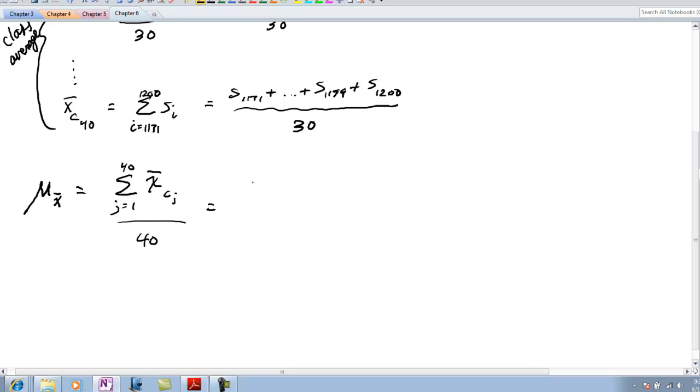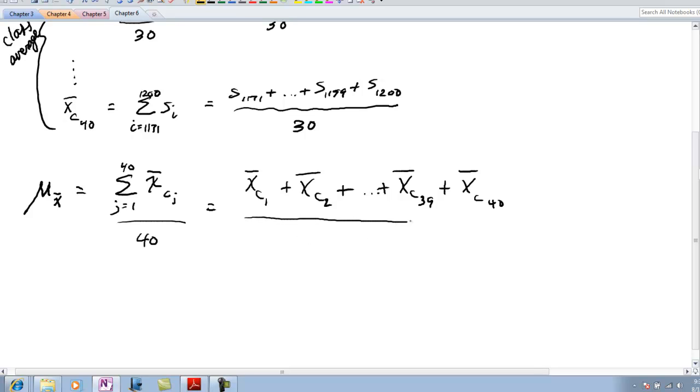So I would have, expanding that, x bar of C1 plus x bar of C2 plus dot dot dot x bar of C39 plus x bar of class number 40. And I've taught 40 classes, so I would divide by 40.